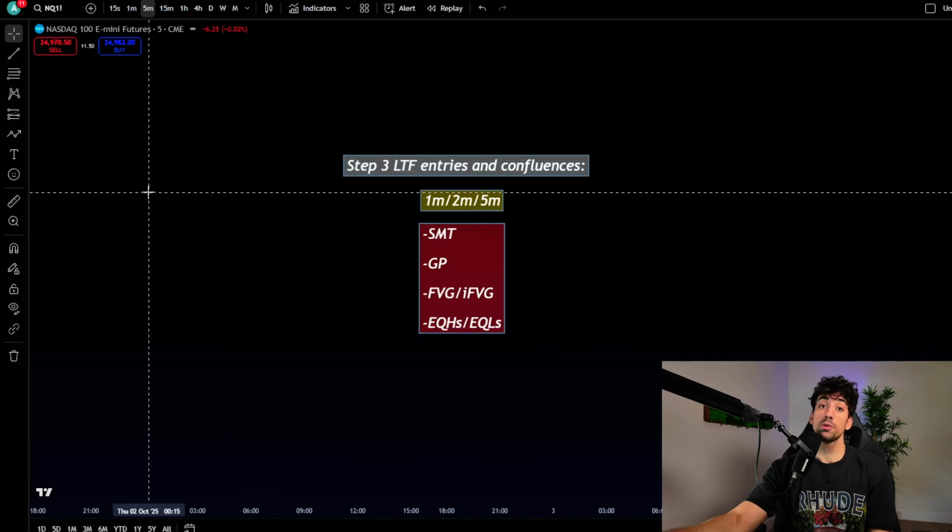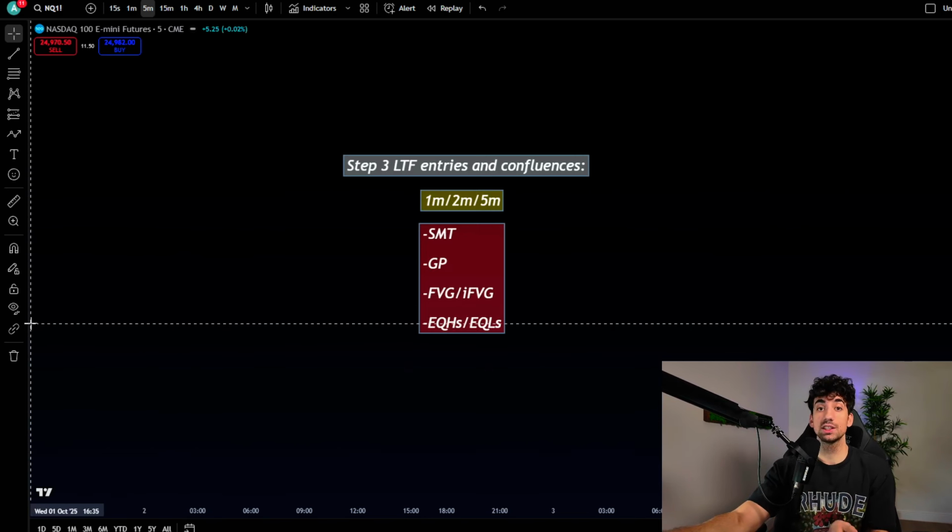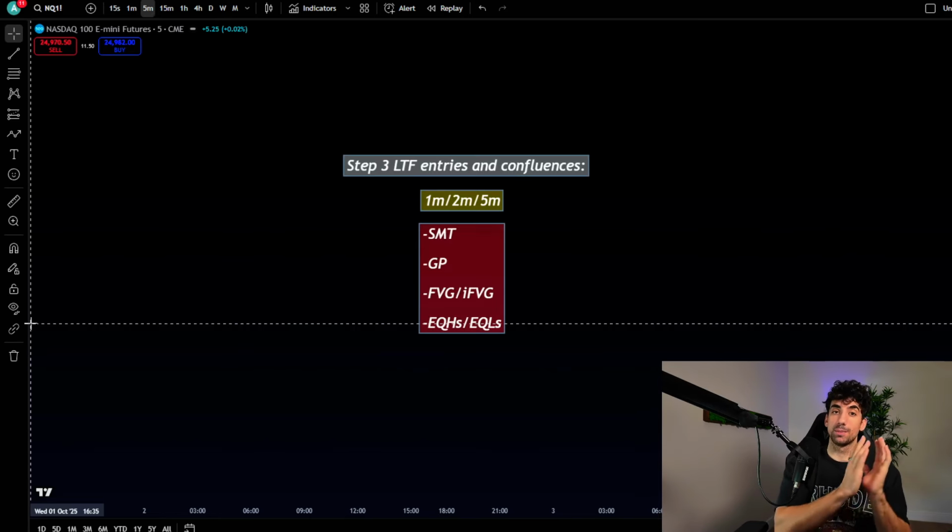Now we move on to step 3, which is low time frame entries and confluences. This is simply, yes, we understand what the overall range of the market is, if it's going higher, if it's going lower. We understand where our key levels are at. But now, how do we actually enter a trade? And it's because of this next step, which is zooming down to our low time frames and looking for confluences that will confirm an entry based on a large time frame analysis.